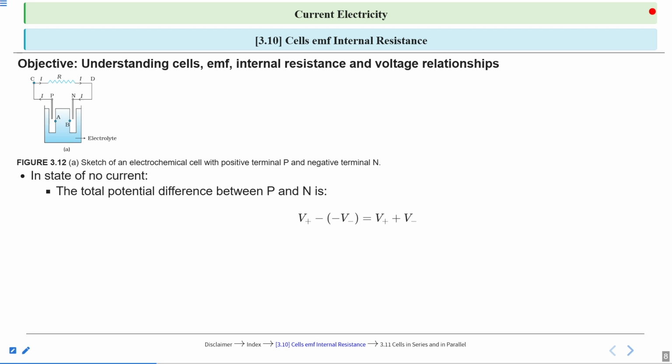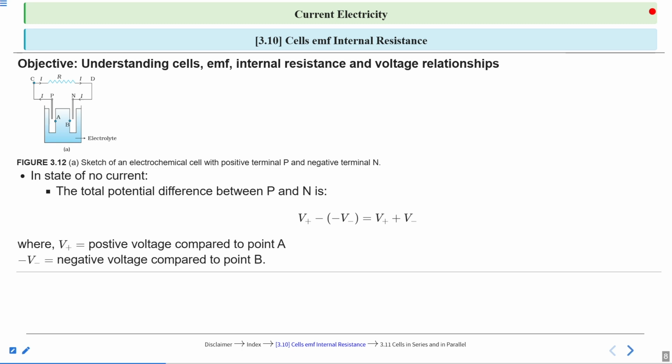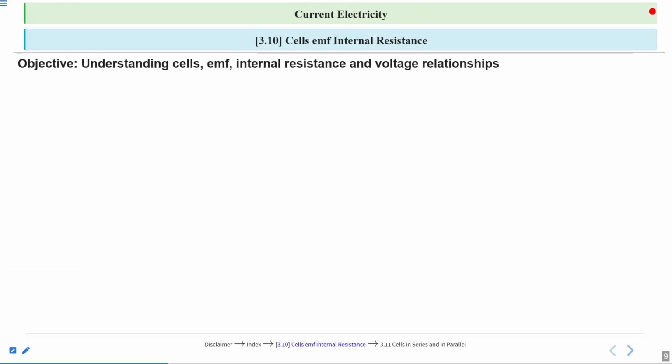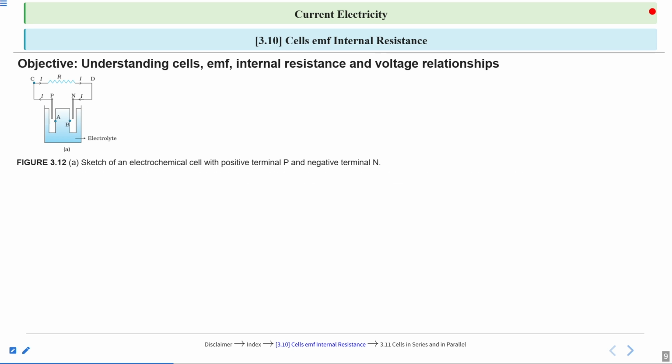This is the potential difference between the positive electrode and the negative electrode, or we can say P and N, where V positive is the positive voltage compared to point A, and minus V negative is the negative voltage compared to point B. Now this is again the diagram.